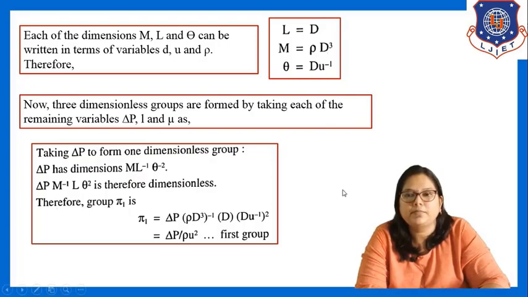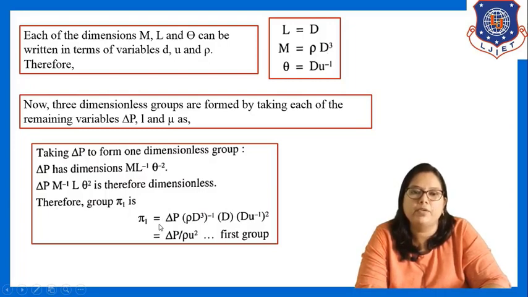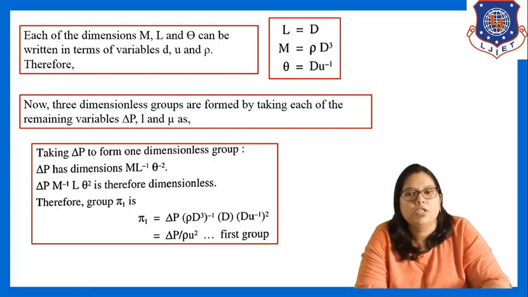See, our first dimensionless group will be pi 1. The first dimensionless group pi 1 is equal to delta P, here rho D cube raised to minus 1, D, D U minus 1 raised to 2. So combining these, you will get the form delta P by rho U square. So this is my first dimensionless group. If you put the units of all these variables, all the units will cancel out. So delta P by rho U square is my first dimensionless group.